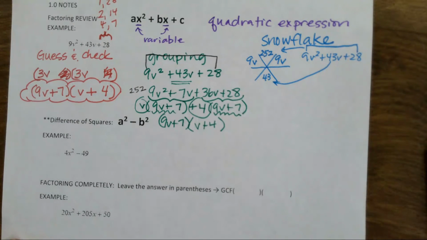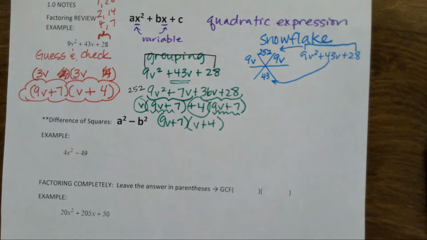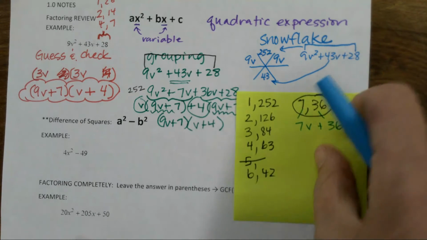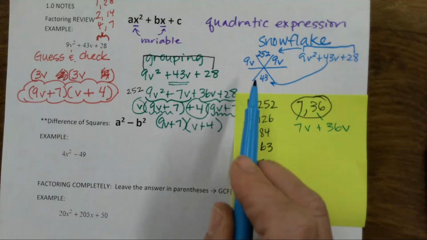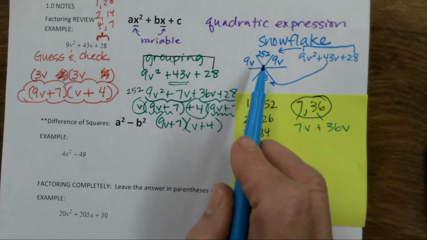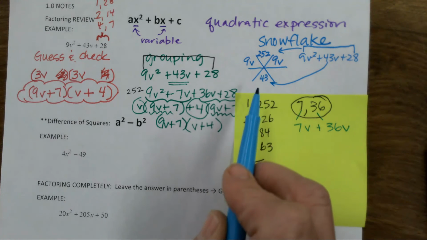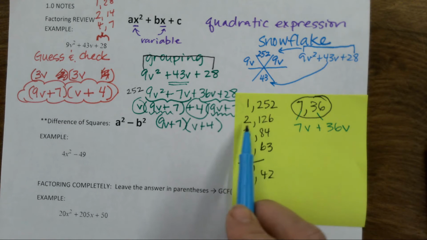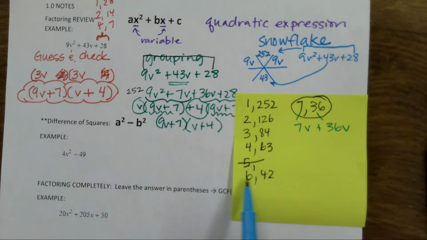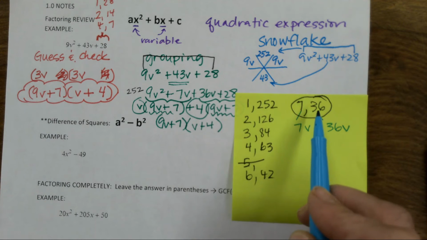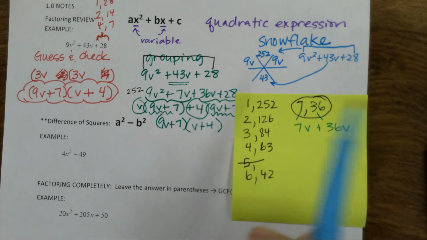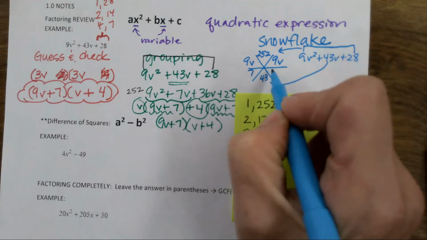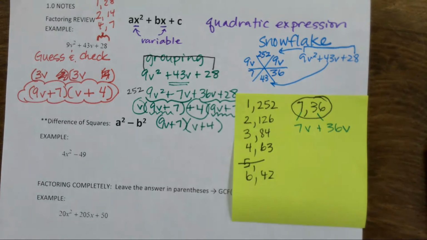And then we do the same thing that we did for the grouping. We can use that same process. I'm going to find two numbers that multiply to be 252 and add to be 43, and so I'll go through this same organized process until I find the pair. We happen to already have found them for grouping, so we'll put those in for that lower portion, 7 and 36.